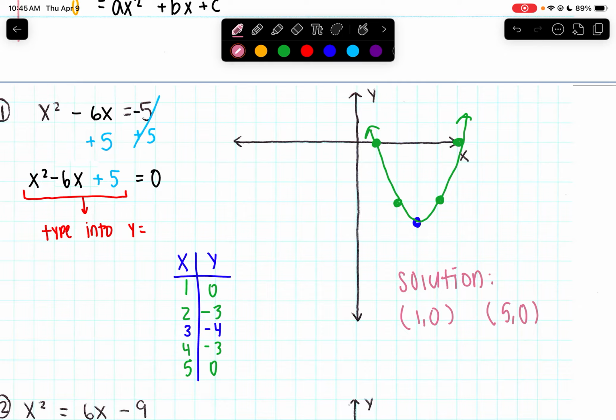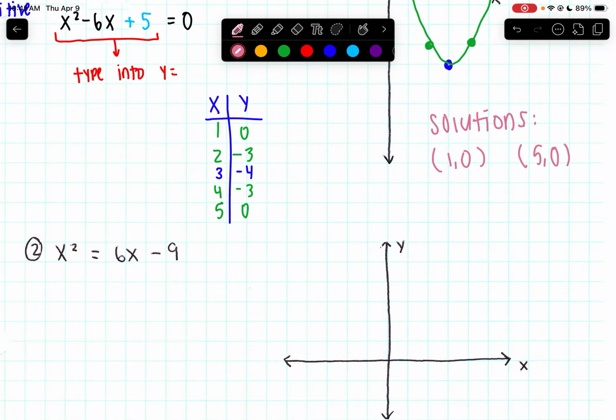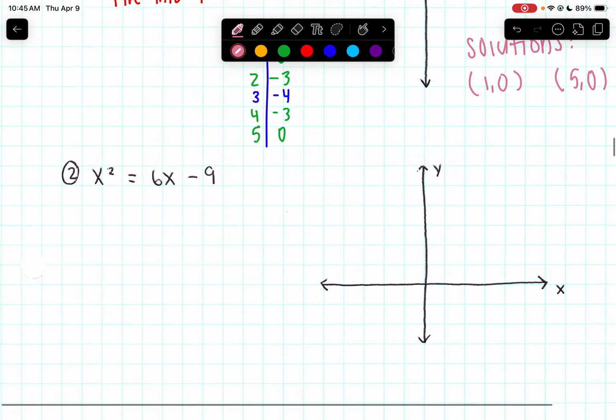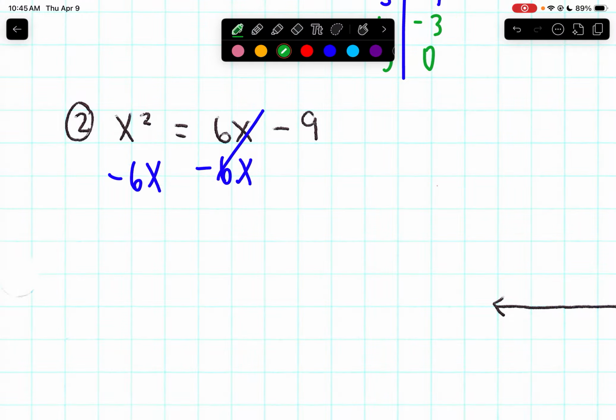All right, so we have two solutions here, and we just note those two solution points, and we move on to the next problem. Our next problem here is x squared equals 6x minus 9. Now again, we want to try to keep that x squared term positive, so I'm going to move the 6x to the left side by subtracting it from both sides, and that minus 9, I'm going to do plus 9 to get rid of it.